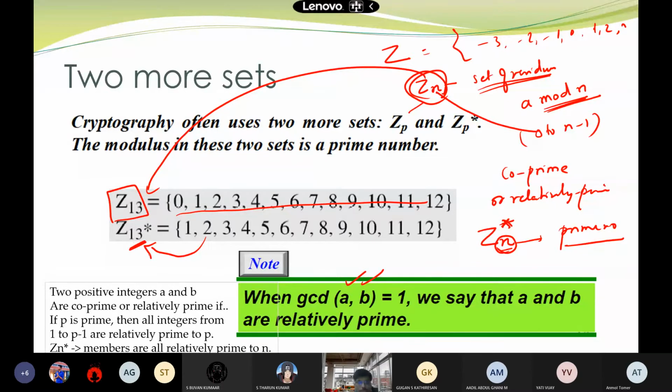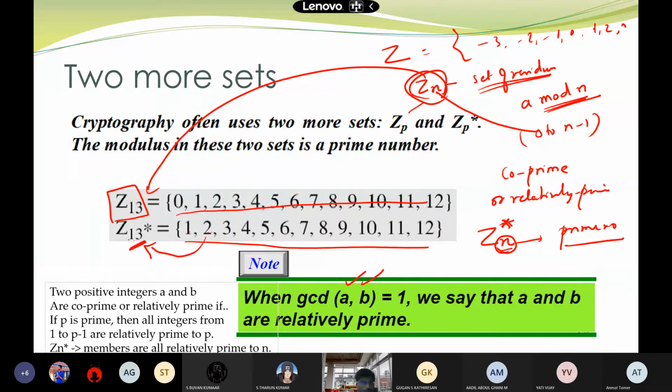Right? So what will all be the elements in that set? 0 is not going to be there, right? So 1 to 12, if you look at here. So 1 and 13, if you take the GCD of that, it's 1, right? Only 1. So 2 and 13, again, the GCD is going to be 1. You can't be dividing both 13 and 2, right? And 3 and 13, again, the GCD is 1. 4 and 13, GCD is 1.